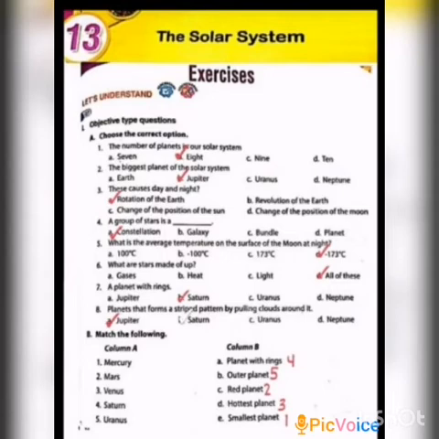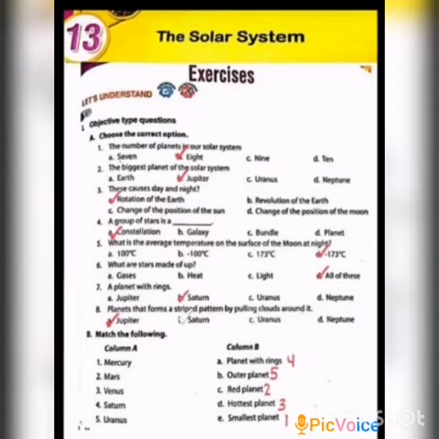A. Rotation of the earth, B. Revolution of the earth, C. Change of the position of the sun, D. Change of the position of the moon. Answer A. Rotation of the earth.